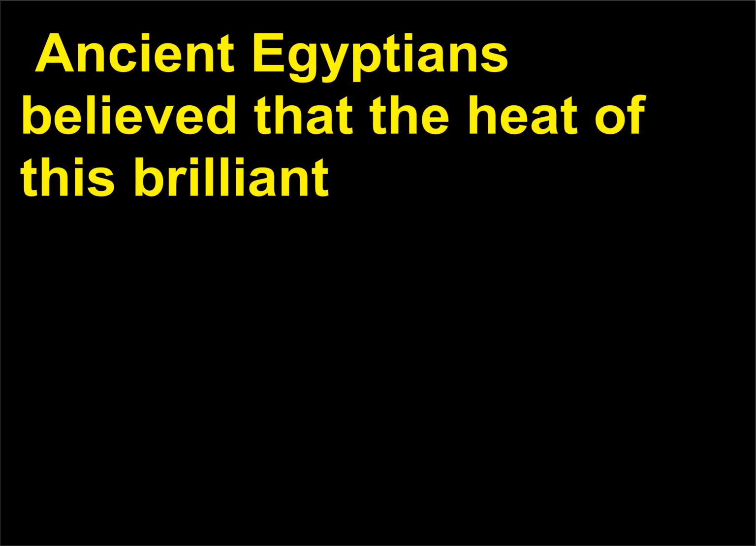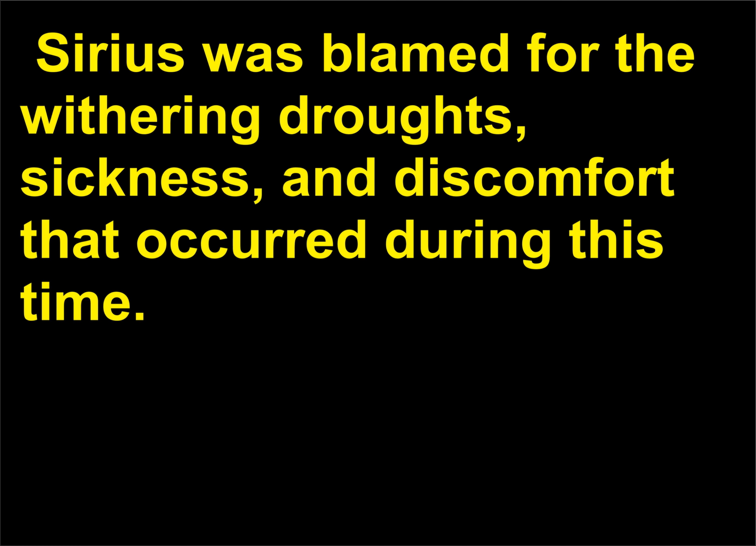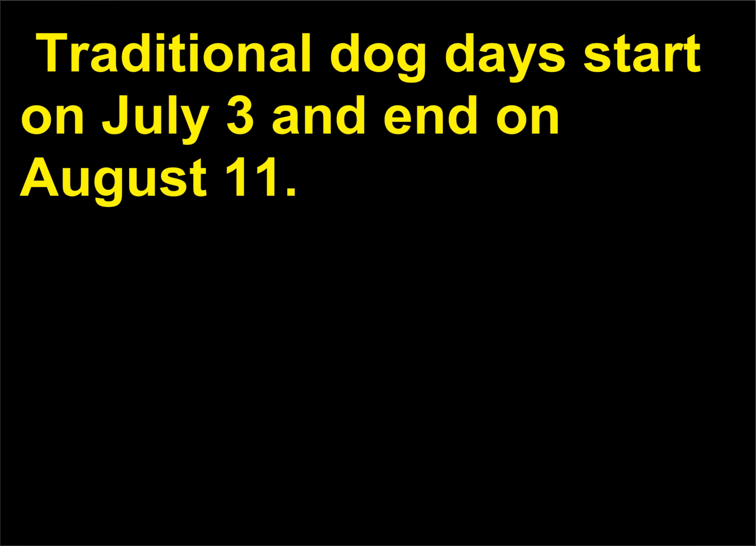Ancient Egyptians believed that the heat of this brilliant star added to the sun's heat to create this hot weather. Sirius was blamed for the withering droughts, sickness, and discomfort that occurred during this time. Traditional dog days start on July 3rd and end on August 11th.